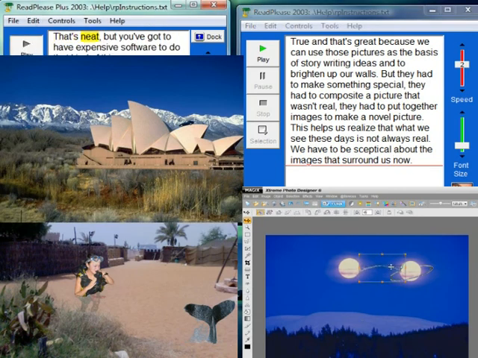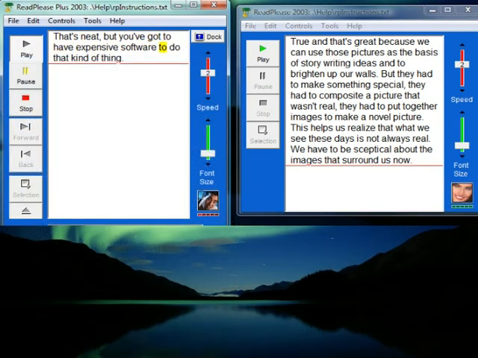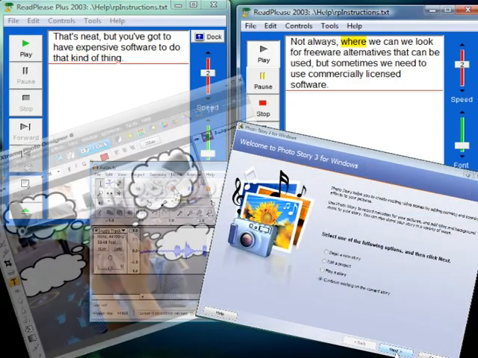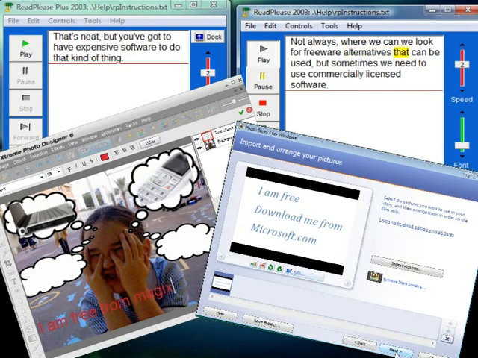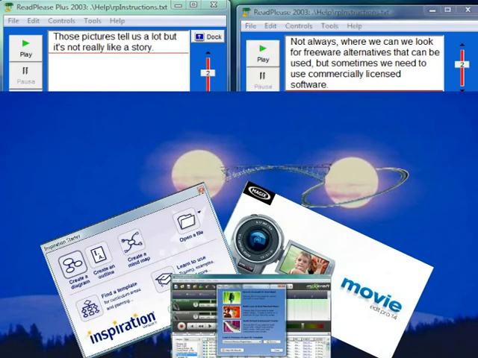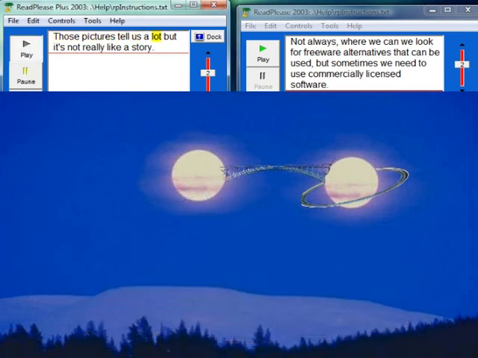That's neat, but you've got to have expensive software to do that kind of thing. Not always. Where we can, we look for free alternatives that can be used, but sometimes we need to use commercially licensed software. Those pictures tell us a lot, but it's not really like a story.